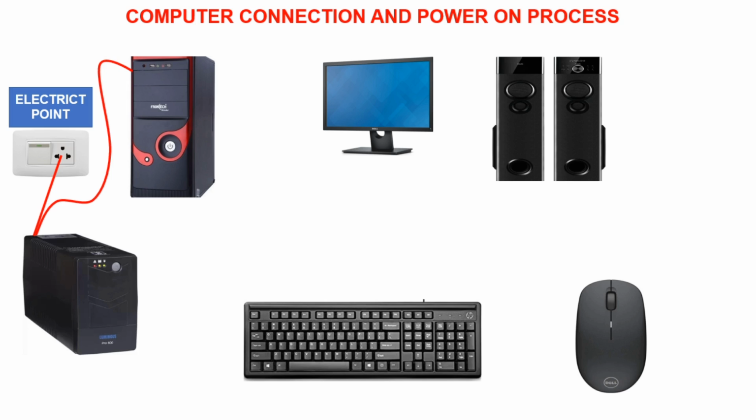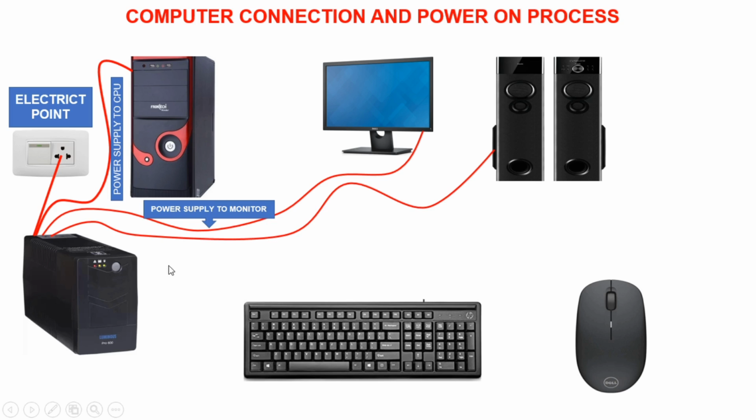First, this is the cable which is connected from the UPS to the back side of the system unit. It is the power supply to the CPU. Then another is the power supply to the monitor. Next is the power supply to the speaker. Now I have connected the cables. This is the VGA cable, which is connected from the back side of the CPU to the monitor.